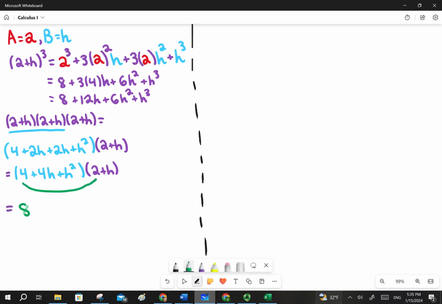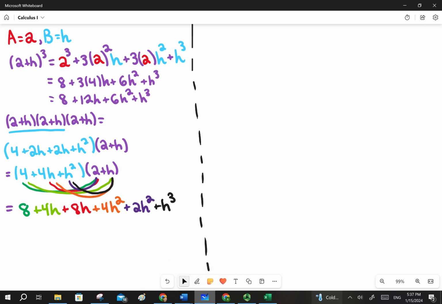4 times 2 equals 8. 4 times h equals 4h. 4h times 2 equals 8h. And 4h times h equals 4h squared. H squared times 2 equals 2h squared. And h squared times h equals h cubed. Combining like terms, we get 8 plus 12h plus 6h squared plus h cubed.